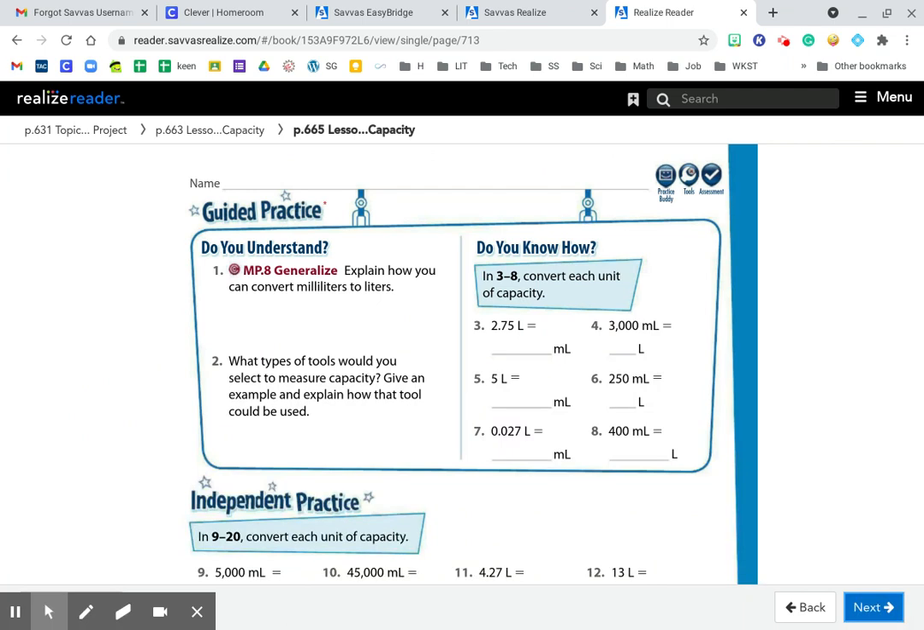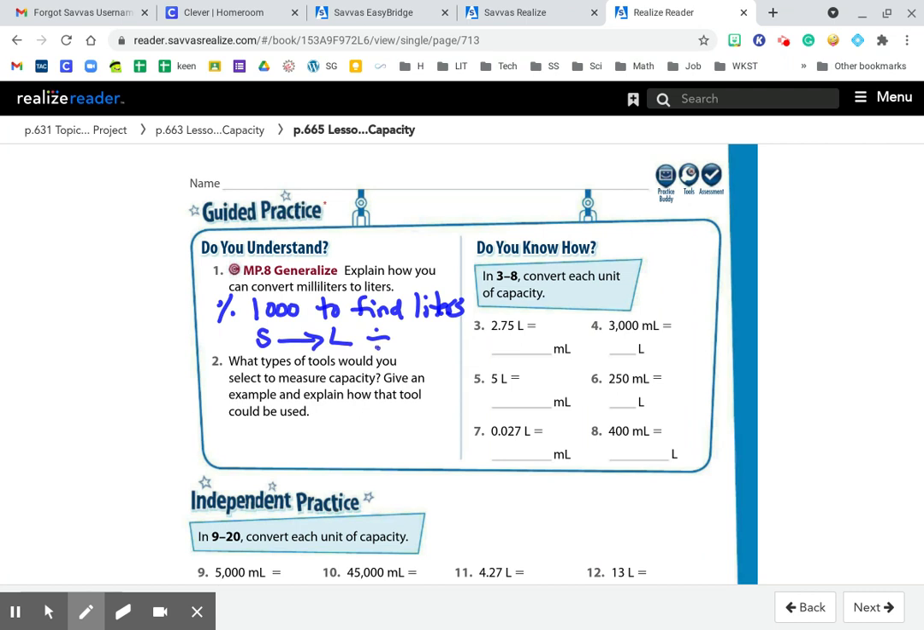Explain how you convert milliliters to liters. So if you had to put it in words, you're going to divide the number of milliliters by 1,000. Divide by 1,000 to find the liters. Because you are going from smaller, which is a milliliter, to larger. So we divide, and we divide by 1,000.